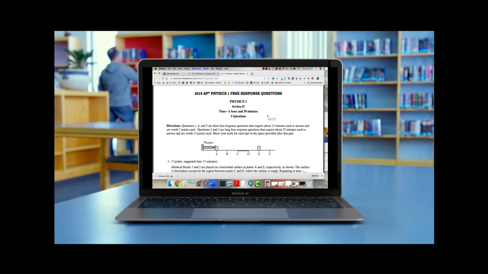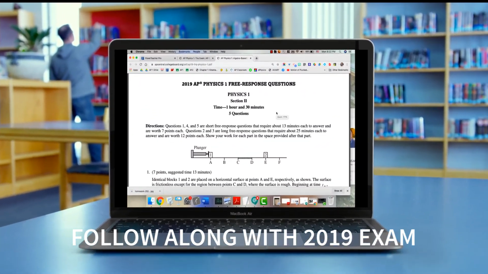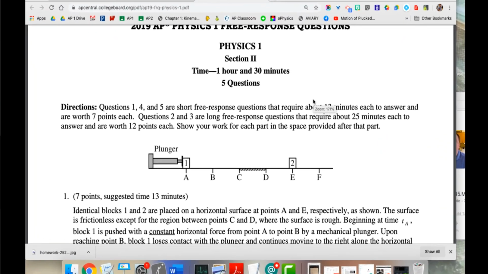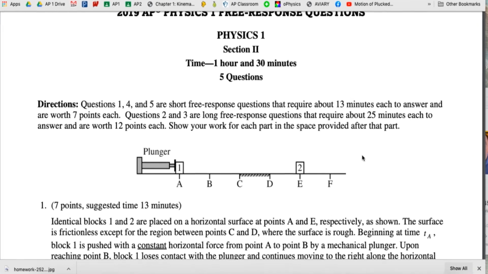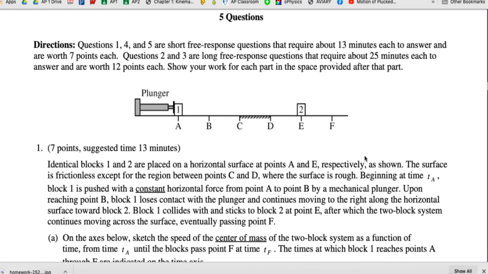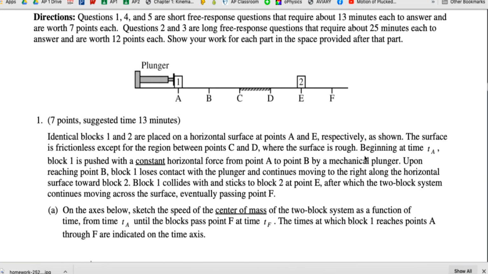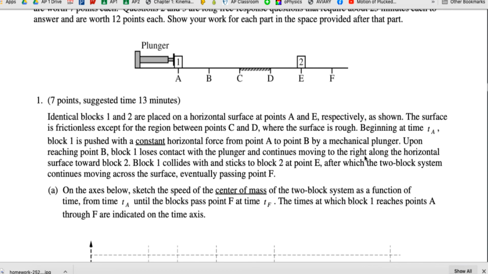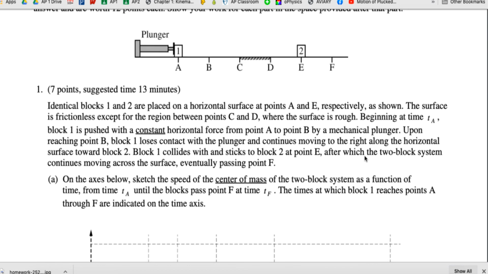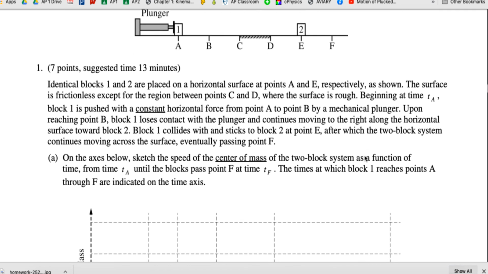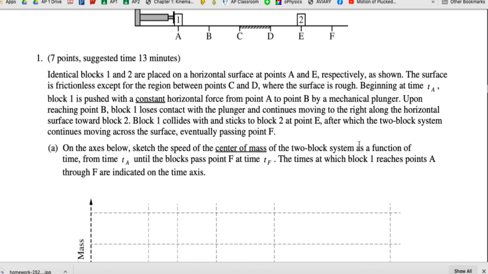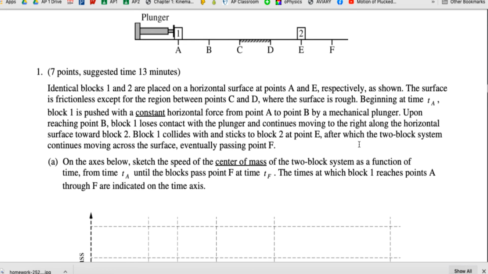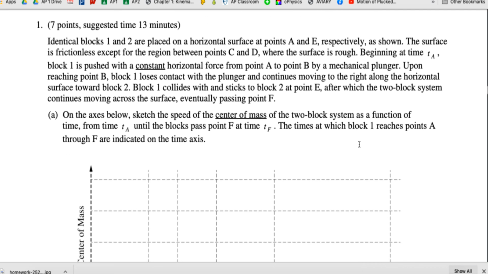So we're going to take a look through the 2019 AP1 free response questions just to get an idea about what type of questions these would be. Taking a look at number 1, this is a 7-point question. It's got these blocks that are going to smack into each other, and there's things that look like kinematics and motion and energy. We'll actually work through some of these problems later, but just classifying this type.